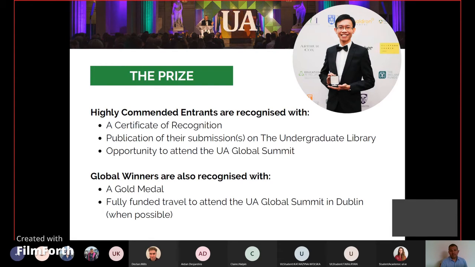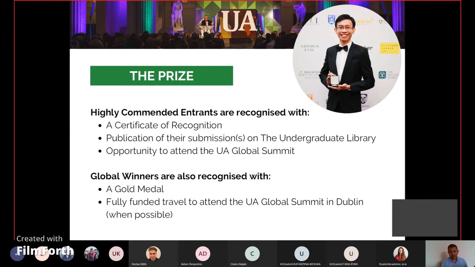So the prize then is for the highly commended. If you get in the top 10%, you'll get a certificate of recognition. You'll get your work published on our library, undergraduatelibrary.org, and an opportunity to attend our global summit. And then each winner receives what's called the Clarkson Gold Medal, and fully funded travel to the summit in Dublin.